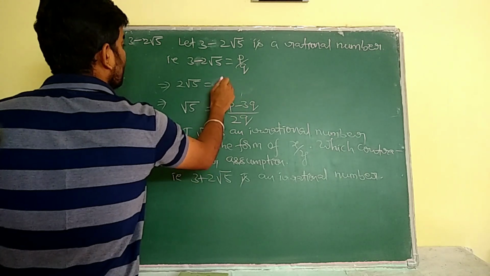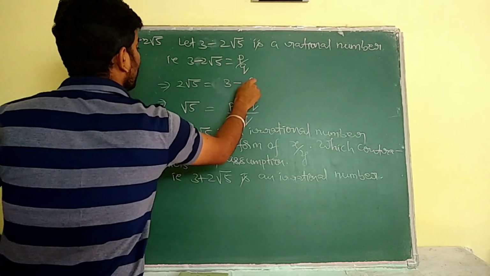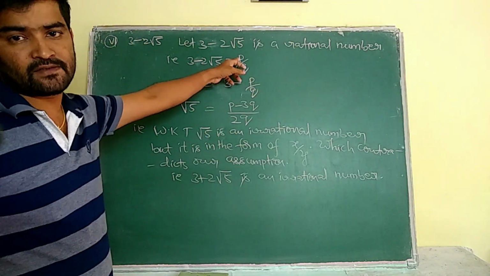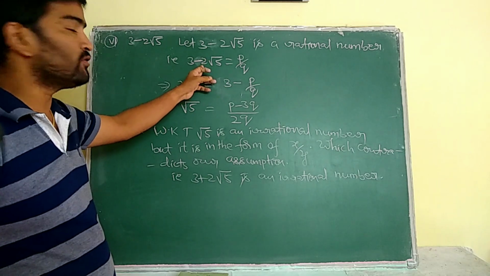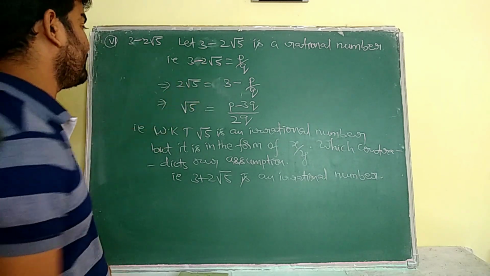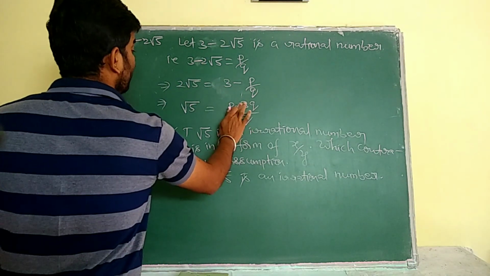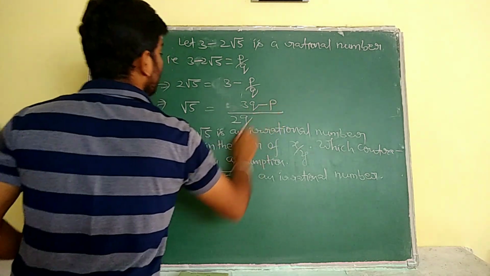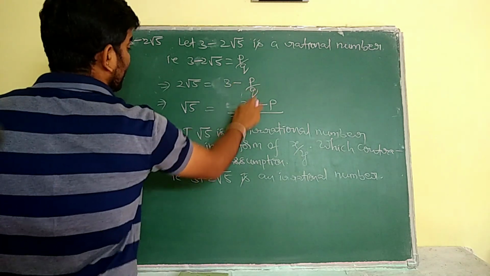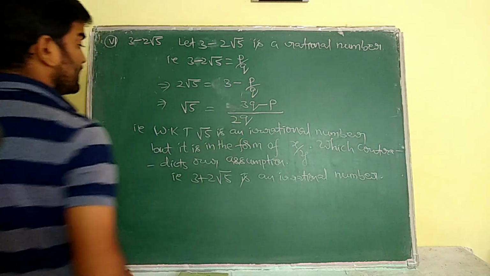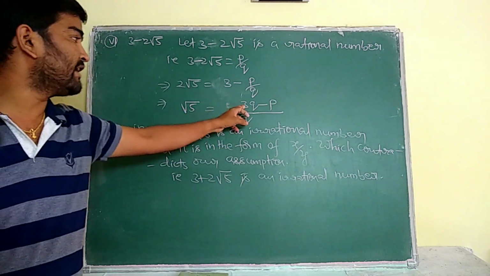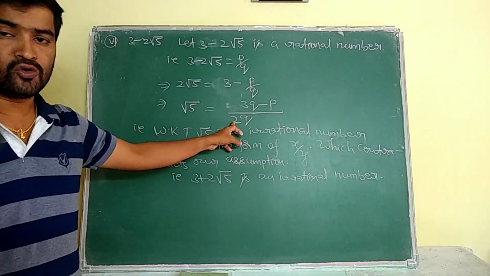Then it is going to be what? 3 minus p by q. By bringing back this p by q to the left side, this will become minus p by q and this negative 2 root 5 will become positive 2 root 5. By taking LCM, what we will get? 3q minus p by q. By transferring this 2 to the other side, that will become 2q. So root 5 is equal to 3q minus p by 2q.